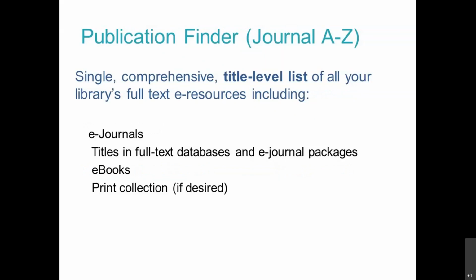So Publication Finder will be the Journal A to Z service integrated with the Knowledge and Library Hub. It provides a single comprehensive title-level list of all your library's full-text e-resources, including e-journals, titles in full-text databases, and e-journal packages. Ebooks can also be included, as can print collections if desired.